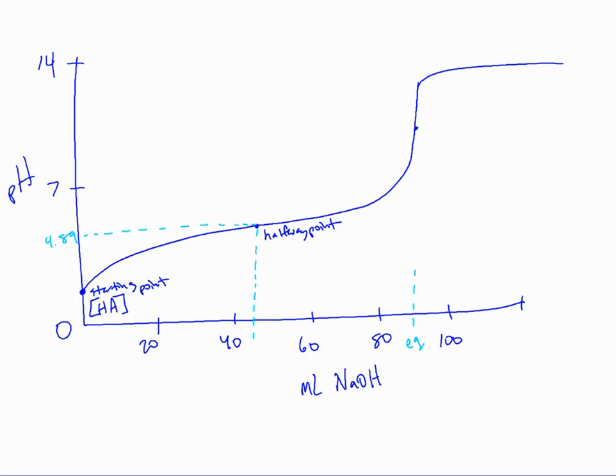What species are present at the halfway point? We have some of our weak acid still, and some of it is the anion. At the halfway point, the relationship is actually like this. They're the same number, right? So if you divide one by the other, it's equal to 1.